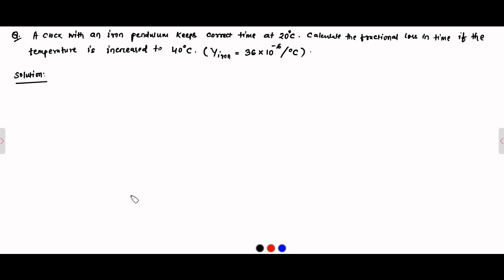Hello friends, so here is another question on thermal expansion of solids. It is given that a clock with an iron pendulum keeps correct time at 20 degrees Celsius. Calculate the fractional loss in time if the temperature is increased to 40 degrees Celsius. Given the volume expansion coefficient for iron, gamma, is equal to 36 into 10 to the power minus 6 per degree Celsius.